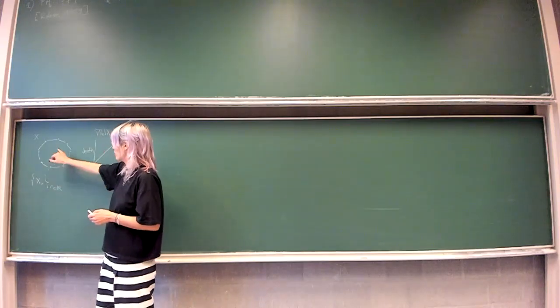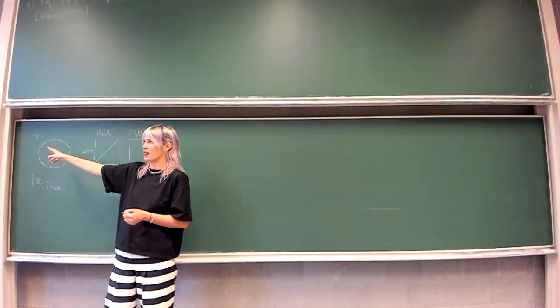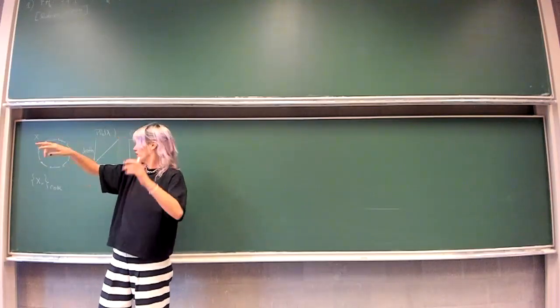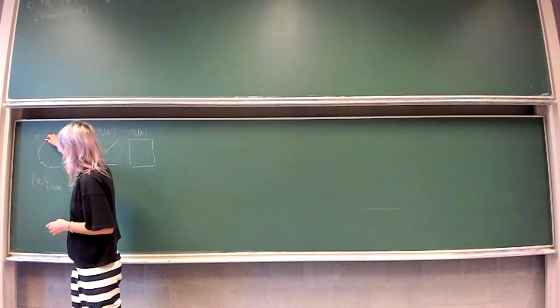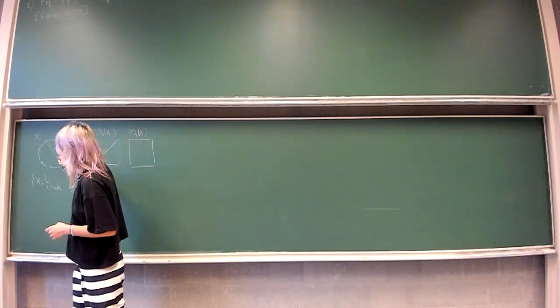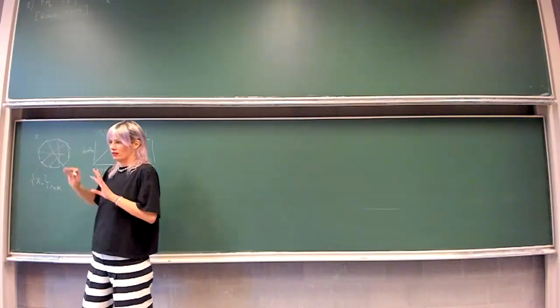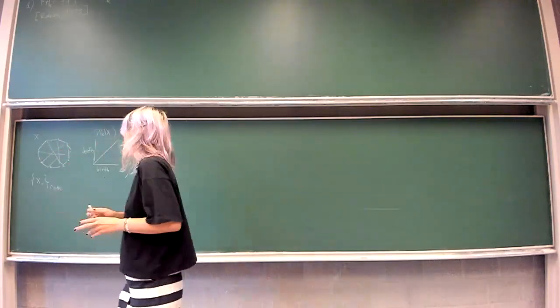Here the birth value would be the length of the longest edge needed to connect the loop, and then if you increase this R, other things start connecting like these, and at some moment we don't see the loop anymore.